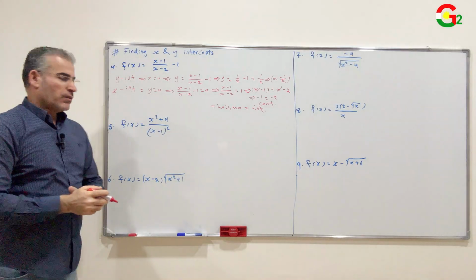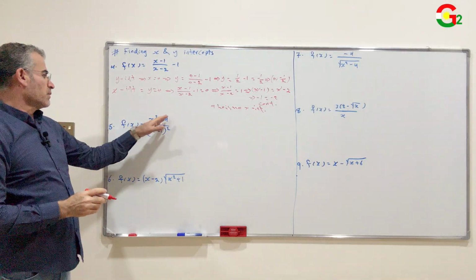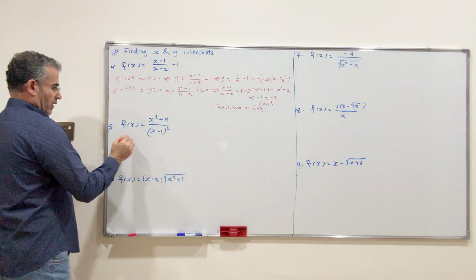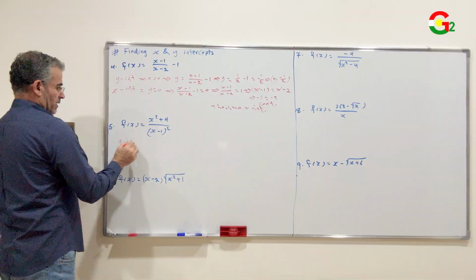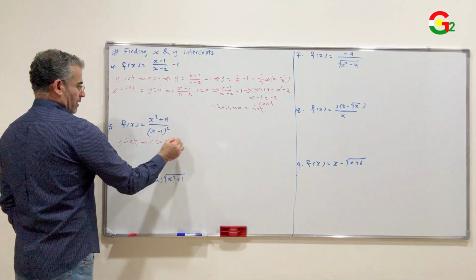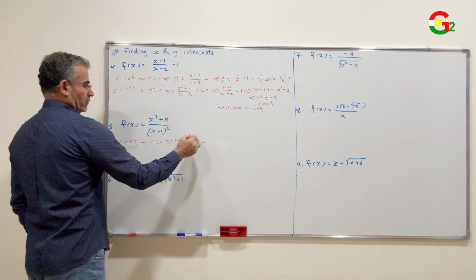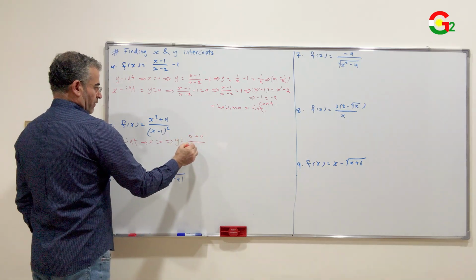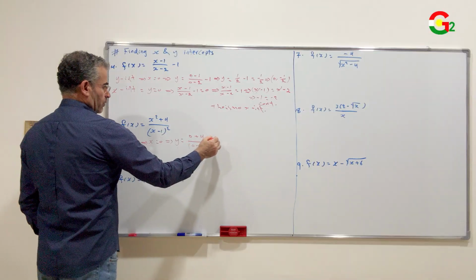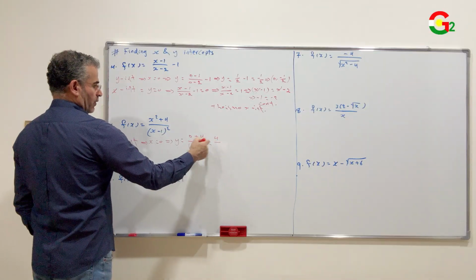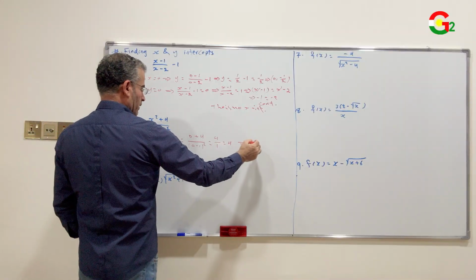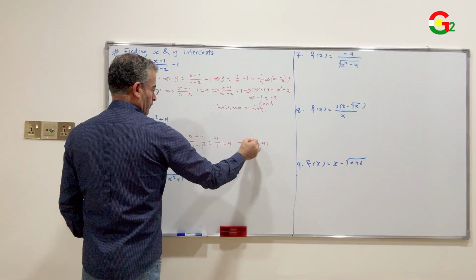Example number 5, f(x) equals (x power 2 plus 4) over (x minus 1) squared. For the y-intercept, set x equals 0. Then y equals (0 power 2 plus 4) over (0 minus 1) power 2, equal to 4 over negative 1 power 2, which is 1, equals 4. Then the y-intercept is (0, 4).